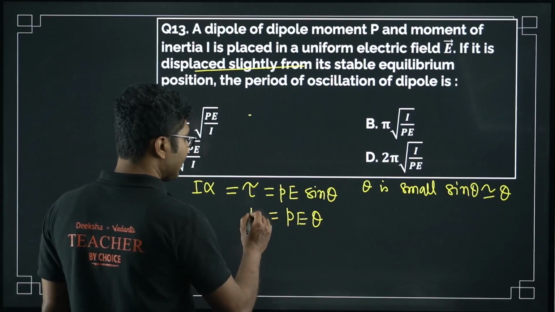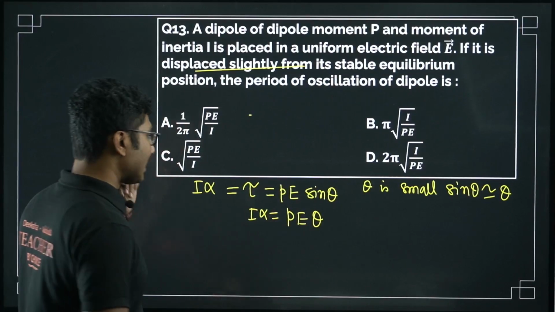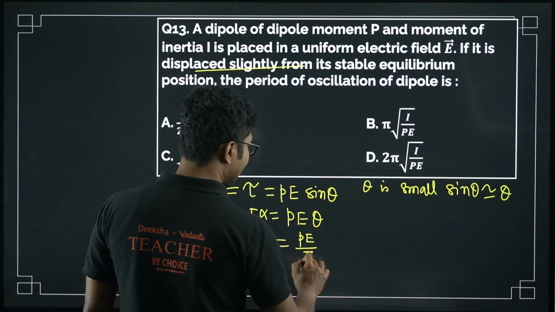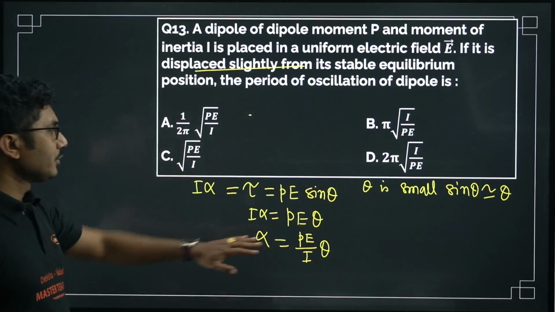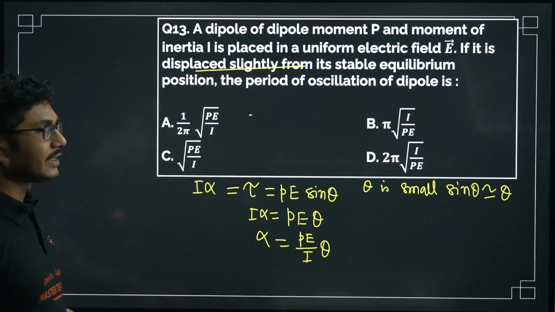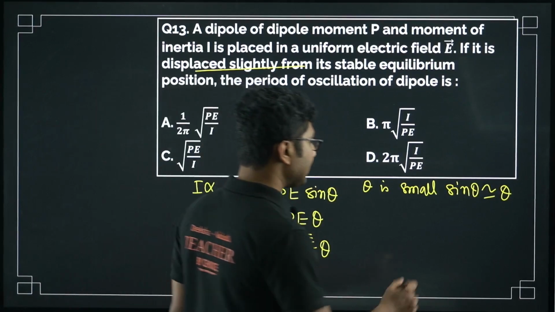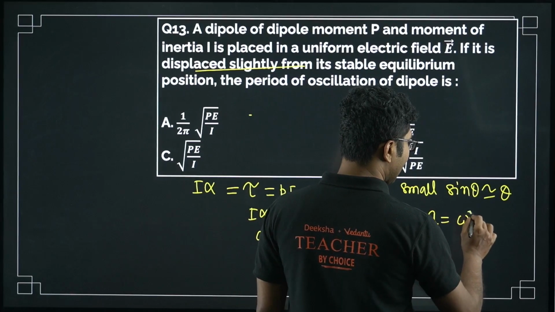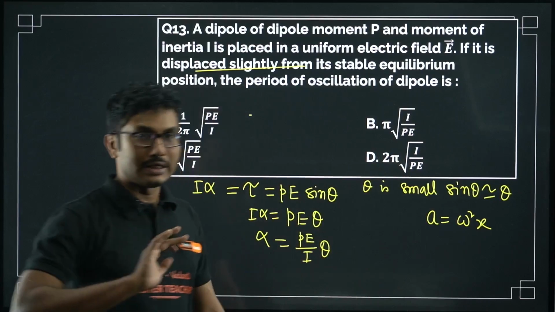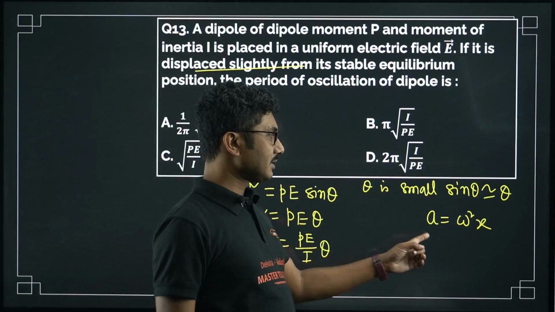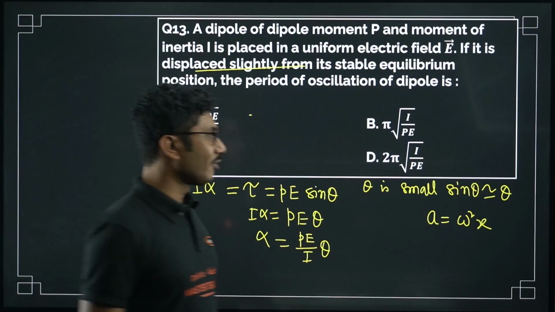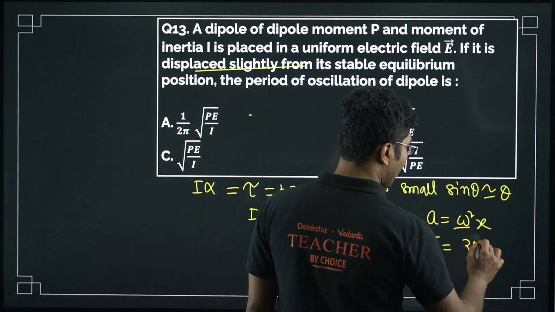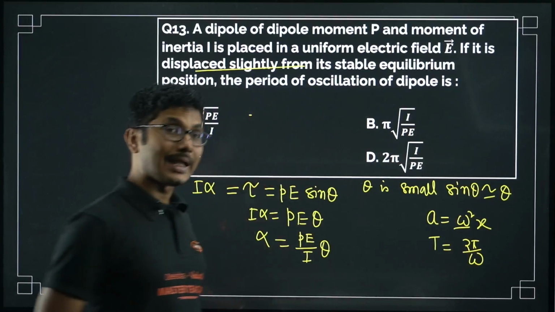Right, so here we will use that. So I into alpha. So what is alpha equal to? Alpha equals to Pe by I into theta. Okay, so we have established the rotational equivalent equation for simple harmonic motion. In simple harmonic motion, if you remember, acceleration equals omega square into x. There was a negative sign, but if you ignore the negative sign, you will get acceleration equals omega square x. From here we calculate omega and time period was 2 pi by omega. Right, this was how we used to calculate time period, if you remember.